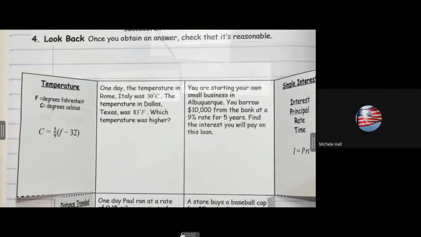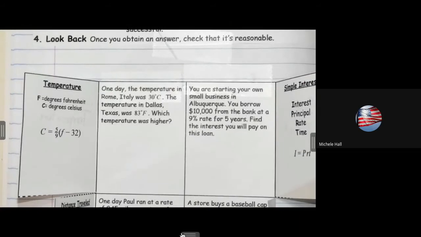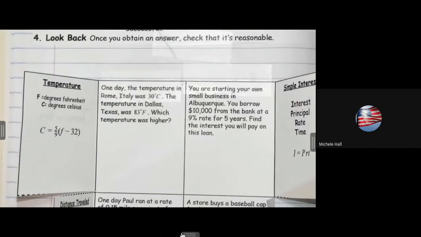It says one day the temperature in Rome, Italy was 30 degrees Celsius. The temperature in Dallas, Texas was 83 degrees Fahrenheit. Which temperature was higher? Can you tell me anything about this problem? Like if we're reading and understanding it, what can you pick out? What can you identify about the problem? And what about the temperature? Anything specifically about the temperature? Rome is Celsius, that's right. And Texas is Fahrenheit. Can we compare Celsius and Fahrenheit, two different units?